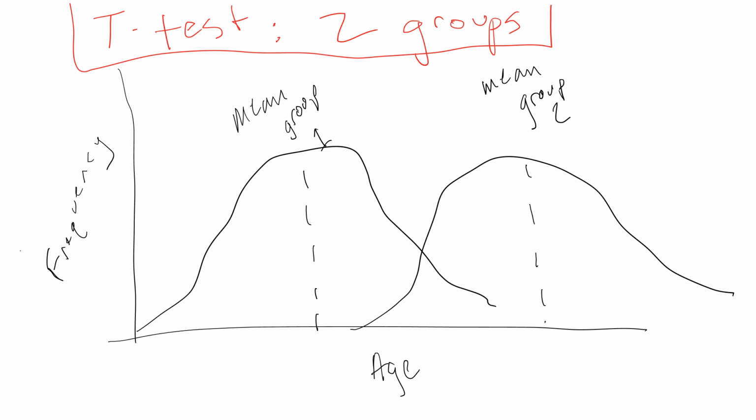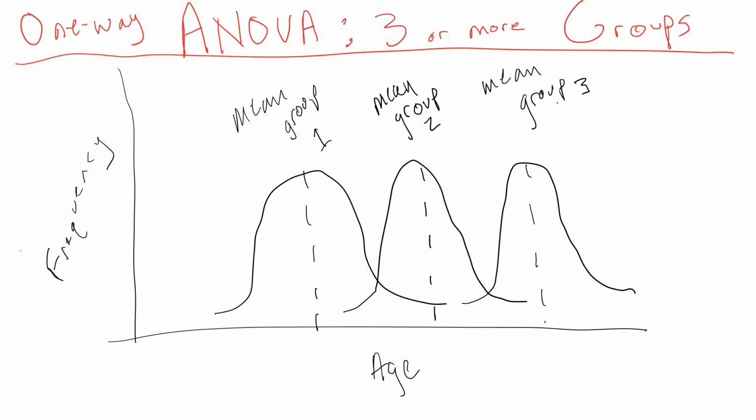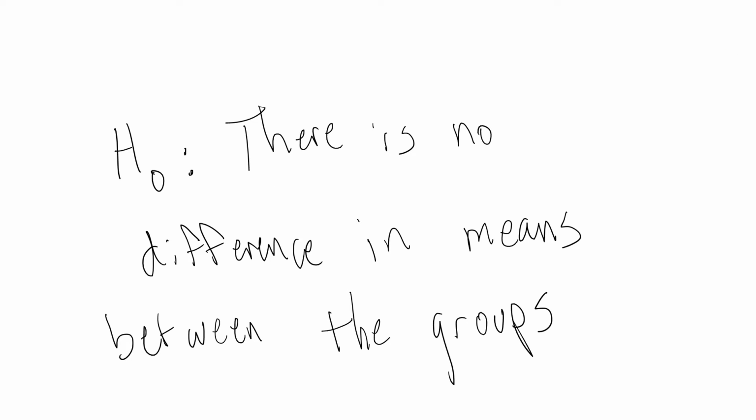In this video, I will introduce the basics of the one-way analysis of variance, or ANOVA. We use an independent sample t-test when we want to compare the mean of a variable between two groups in a sample. We use a one-way analysis of variance when we want to compare the mean of a variable between three or more groups in a sample. The one-way ANOVA tests the null hypothesis that there is no difference in means between the groups.